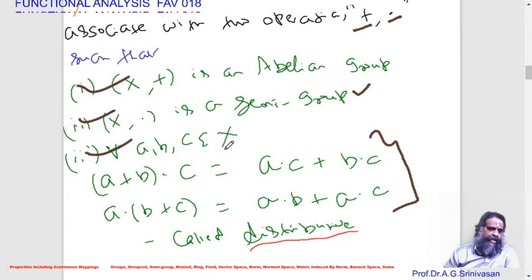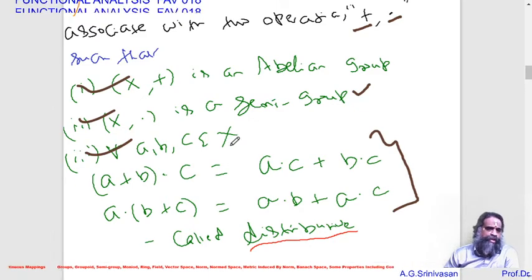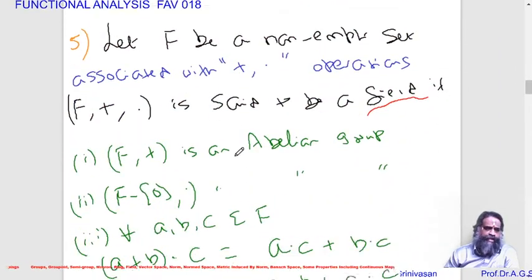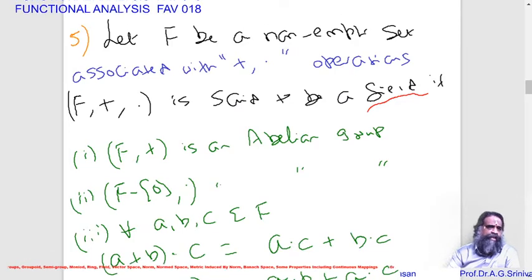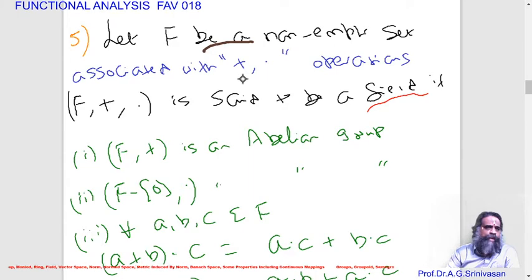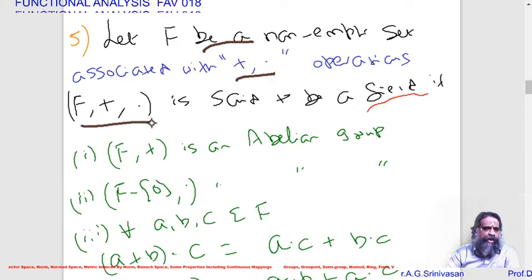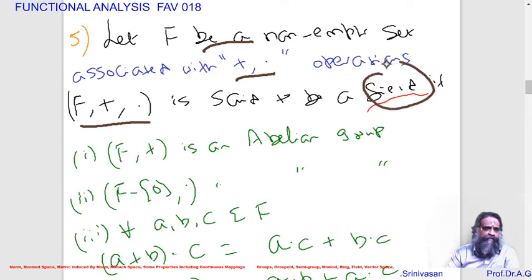So any X with these two operations, plus and dot, satisfying 1, 2, and 3 is called a ring. We don't study much about the ring, but the ring is used to define what a field is. So, fifth definition: let F be a non-empty set with two operations, plus and dot. We say F, plus, dot is a field.